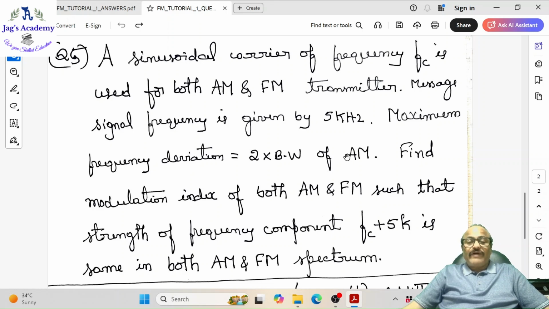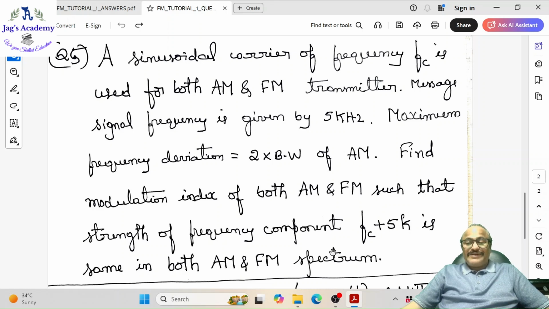What you need to find out? Find the modulation index for both AM and FM such that the strength of the frequency component Fc plus 5k is the same in both the AM and FM spectrum. Now hope you remember, when the beta value is very small, the spectrum of AM is equal to the spectrum of FM, right?